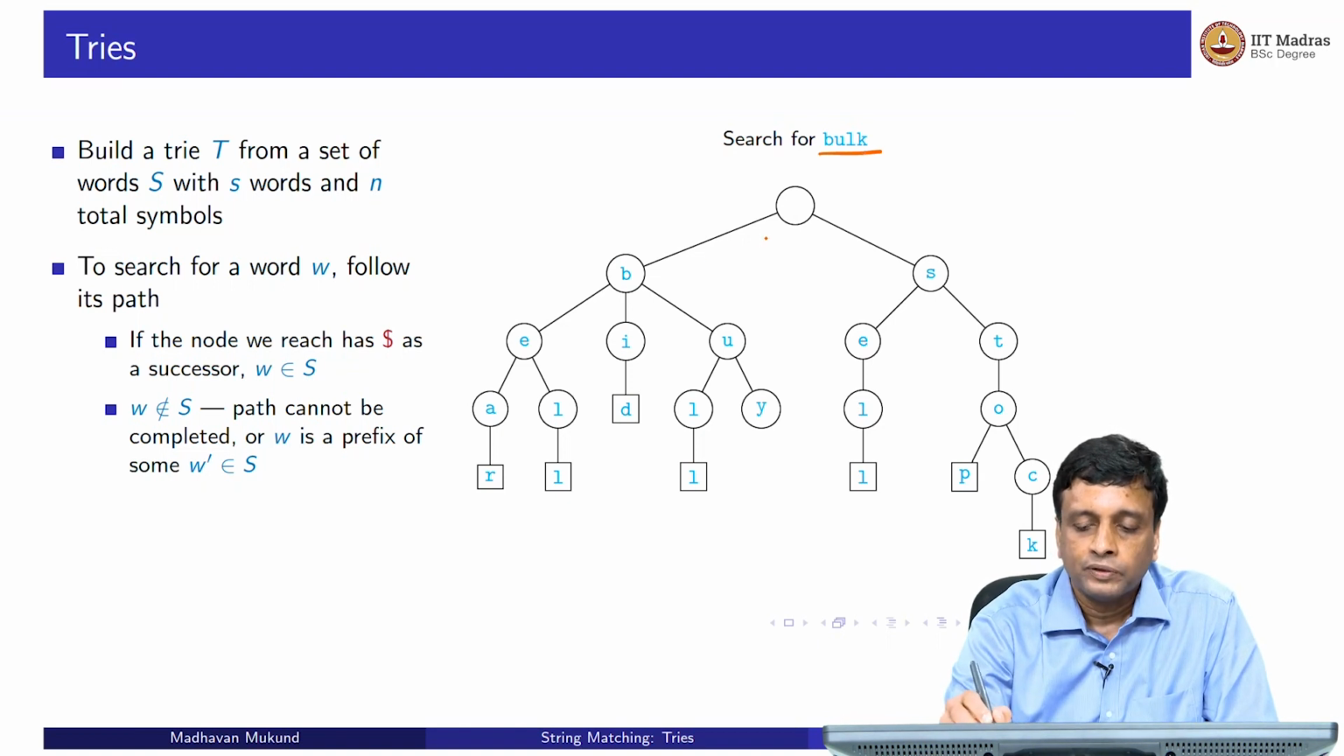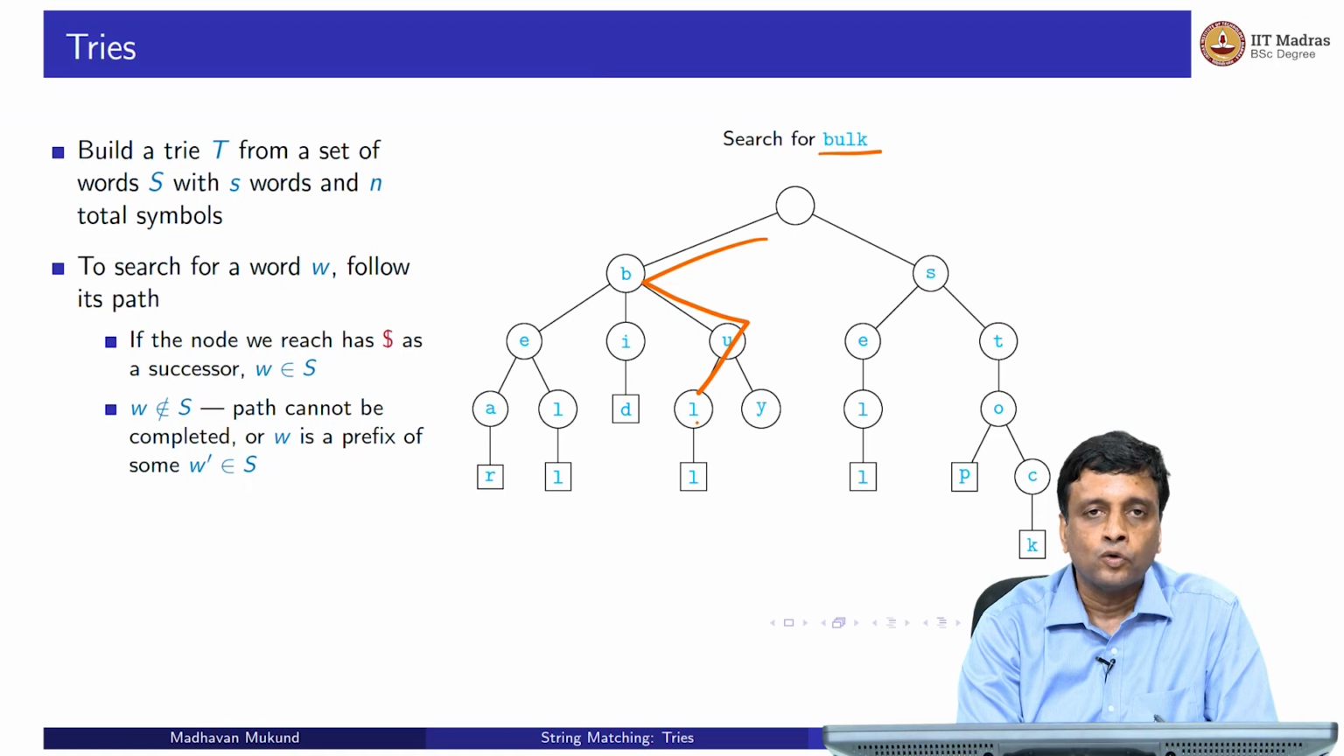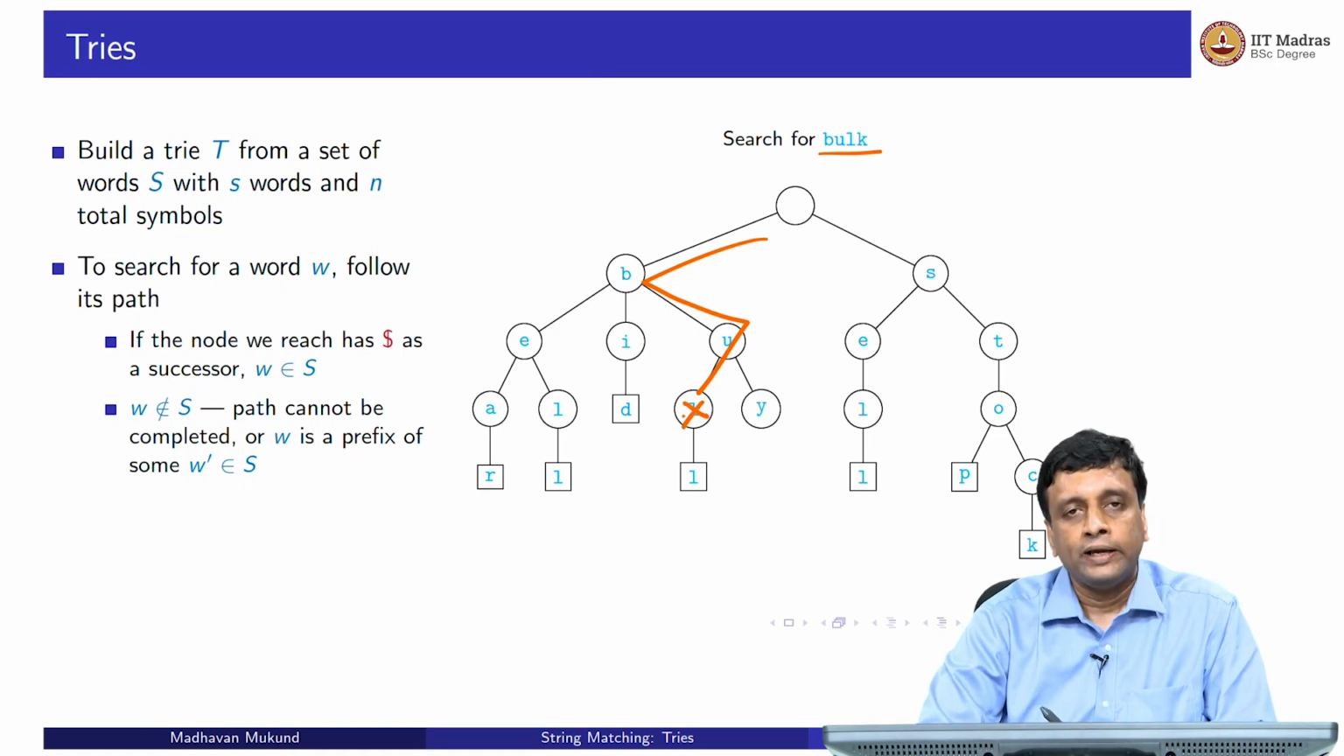On the other hand, if we look for a word that is not there at all, then we would start with B, U, L, and now we want to look for a successor node labeled K, but there is none, so we get stuck here. So this is one way in which we can fail. The other way in which we can fail, as I said, is that we will complete reading the word, but we don't reach a leaf node. That is, we don't reach a node whose successor is dollar. So this is how we search for a word.